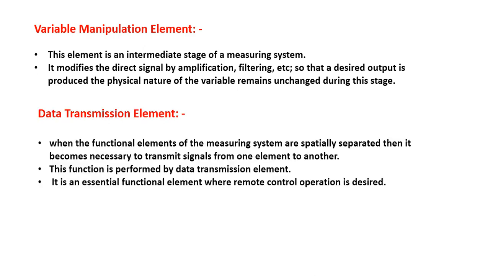Then we have data transmission element. When the functional elements of a measuring system are spatially separated, then it becomes necessary to transmit signal from one element to another. Now this function is performed by data transmission. It's an essential functional element where remote control operations are desired.